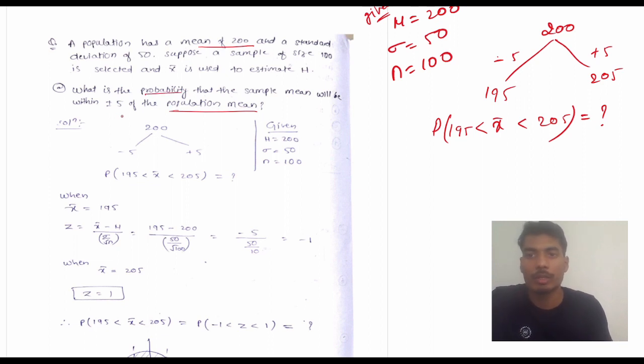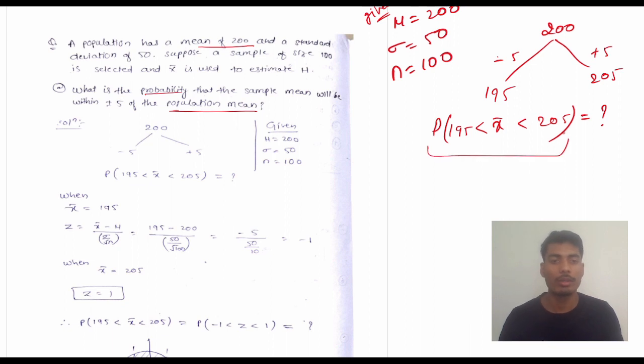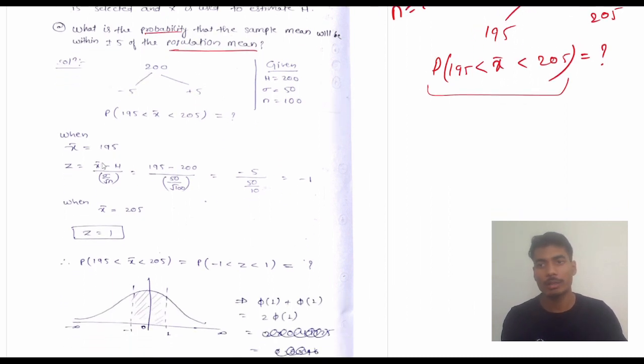We don't know how to find this directly, but we know how to find it in the form of z. So we have to convert this into z. When x bar is 195, we use the formula z equals x bar minus mu by sigma by root n. Putting in all the values, we get minus 1. Similarly, for x bar equal to 205, we get z equal to 1.